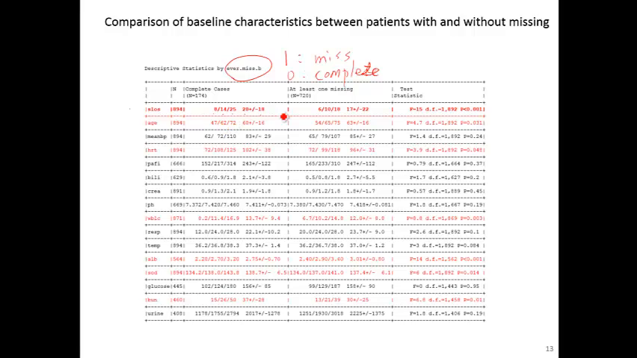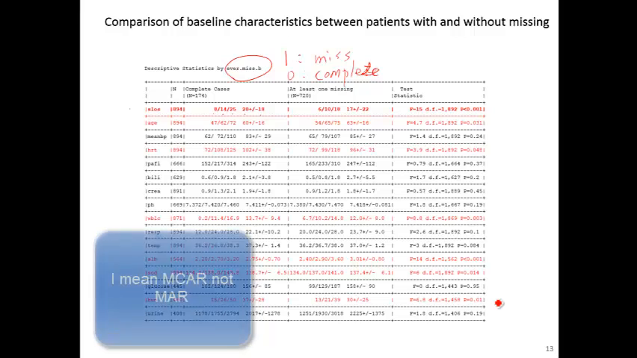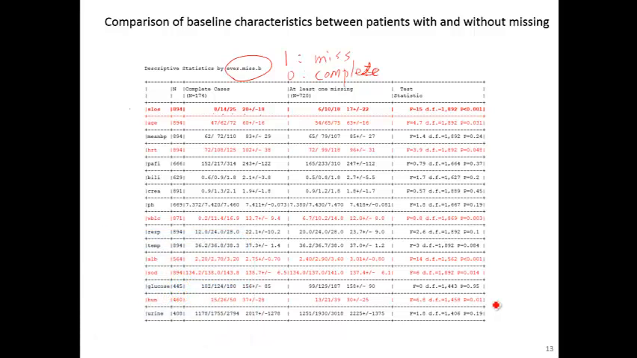You can eyeball this, and if the missing is happening completely at random, you expect not many p-values to be statistically significant. This is a quick table of this type that we put in a paper to show that even with the missing, the missing is happening at random, therefore we can proceed with complete case analysis. Although, now that you have learned how to do imputation, it's probably better to impute data anyway.